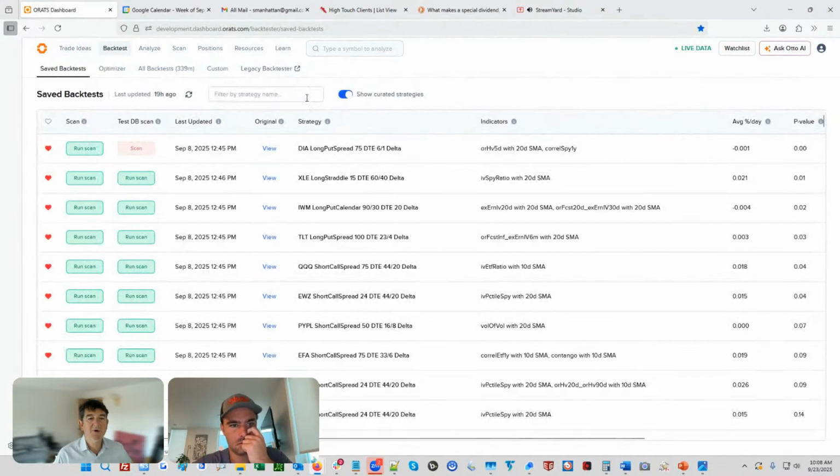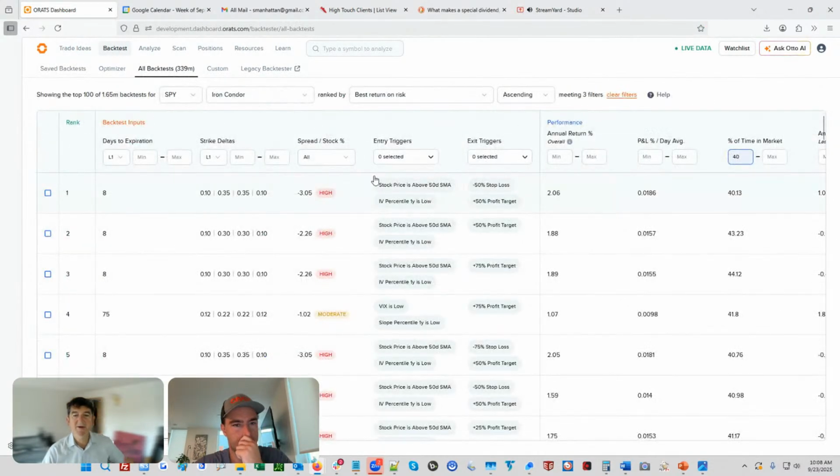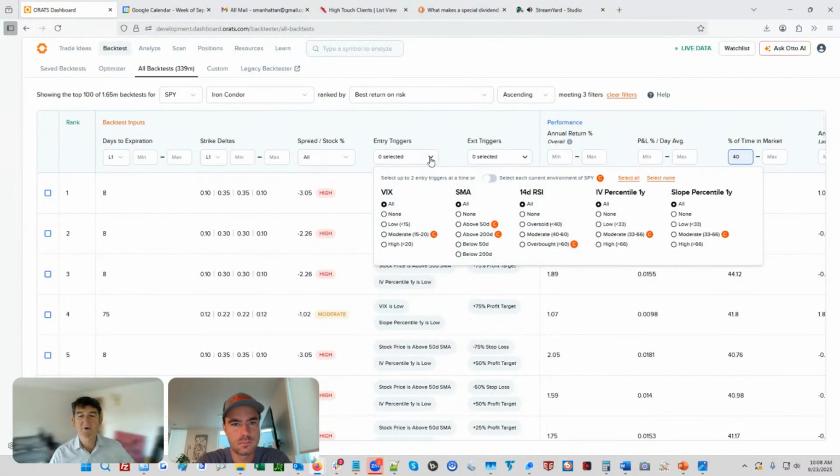But I should actually point out one of the big things in the backtest finder: we have this thing called entry triggers. So with entry triggers in our backtest, we test things like only trade in a low VIX environment, moderate, high. Right now, it's considered moderate because VIX is between 15 and 20. Only trade when the SMA is above or below a certain spot, where the RSI is oversold or overbought, or IV percentile is in these ranges.